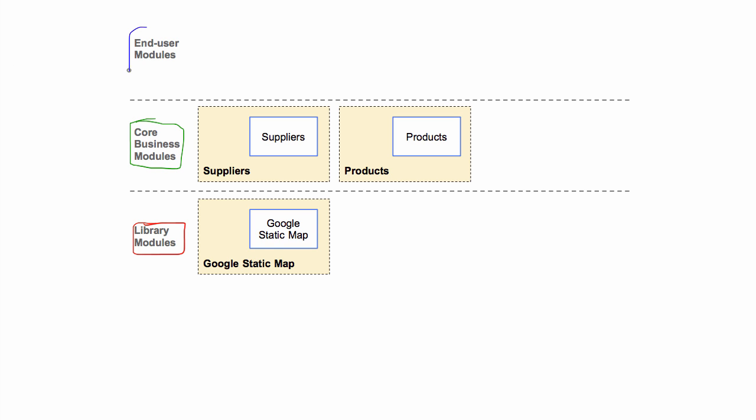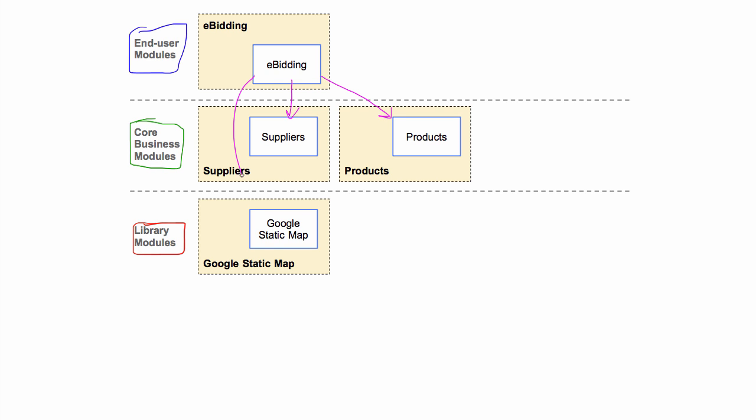Finally, the top layer, the end user modules. This layer contains modules with functionality for the end user interaction, and that is not reused by other modules. An example is the e-bidding module in our e-bidding application. And we've seen in the previous lessons that the e-bidding module needs to reference the suppliers and the products module and also the Google Static Map module.